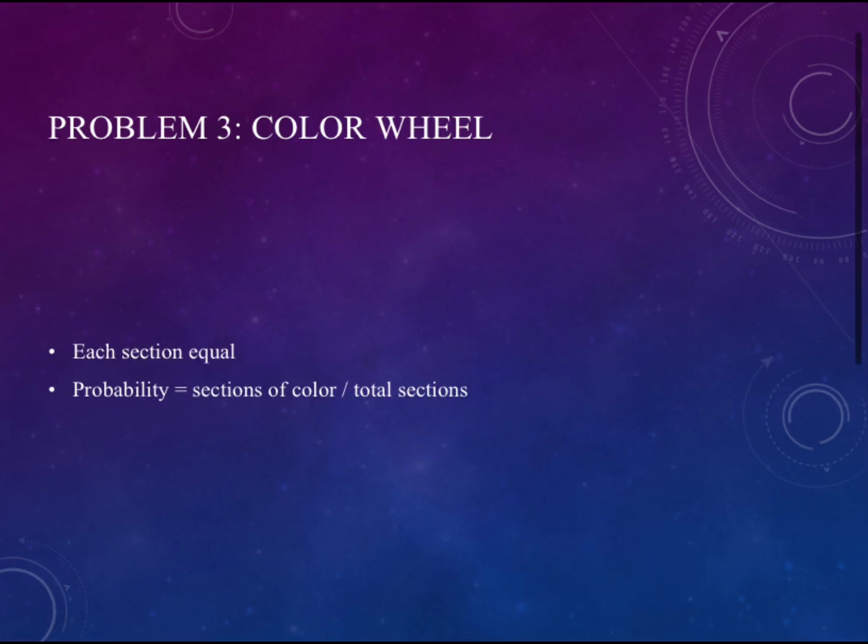Here we see a color wheel where each section is equal in size. That means each section has the same probability. To find the probability of landing on a color, we count how many sections have that color and divide by total sections. This is another example of equally likely outcomes.